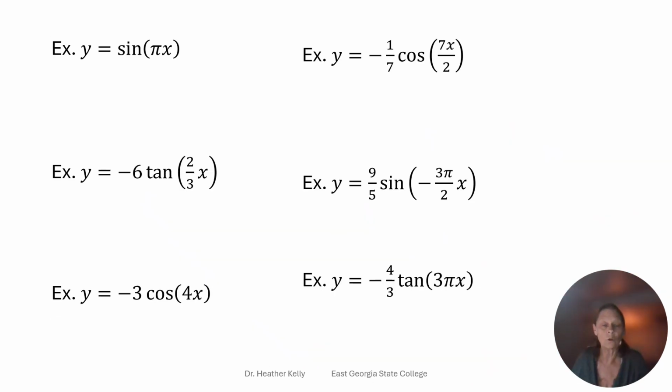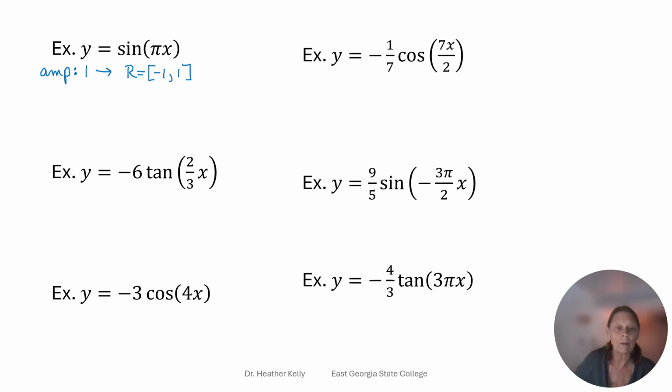Okay, let's do a few more here. It's good to have several examples of this. So here our amplitude is 1, which means our range is just going to go from -1 to 1. And I'm just writing this to reinforce it. It's going to become important later. And then our period is equal to 2 pi divided by pi. So our period's just 2.